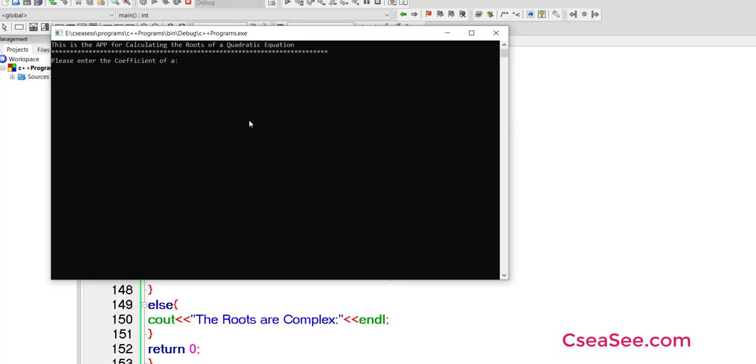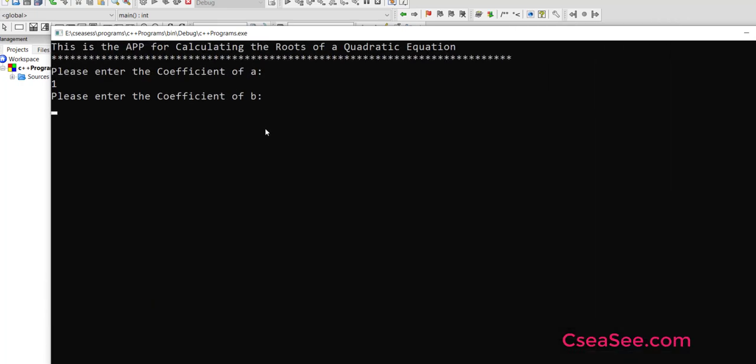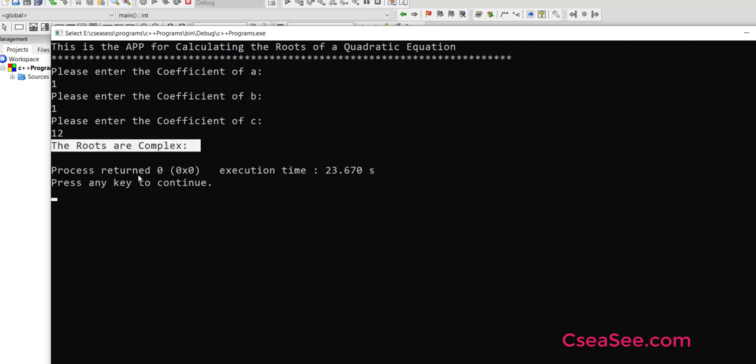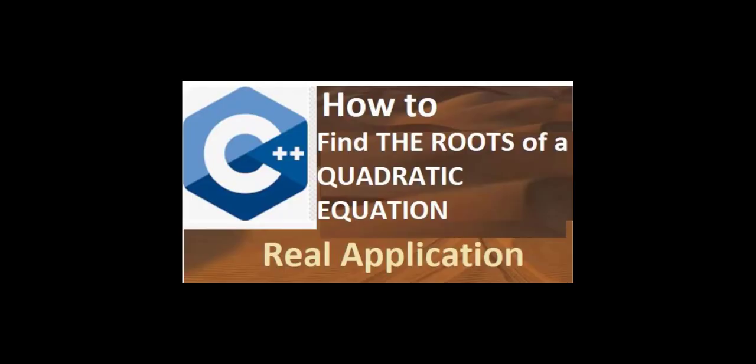If I were to give, I know this is a complex quadratic equation. Complex in the sense it produces complex roots. It is x squared positive x positive 12. So the coefficient of a is 1, coefficient of b is 1, the constant term coefficient of c is positive 12. So the roots are complex. You see that? Roots are complex. So that is the end of this program, students.